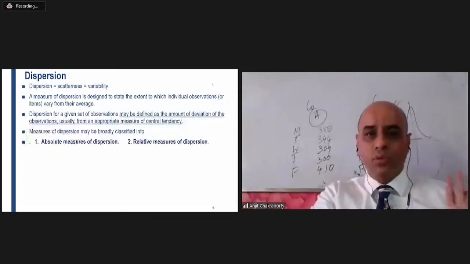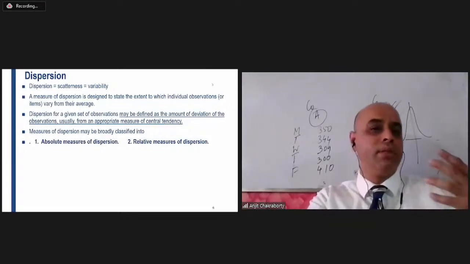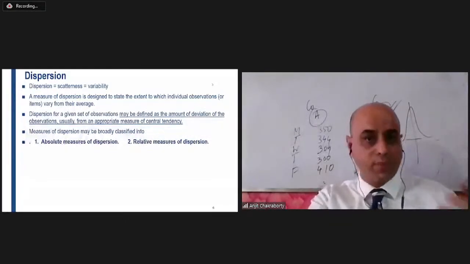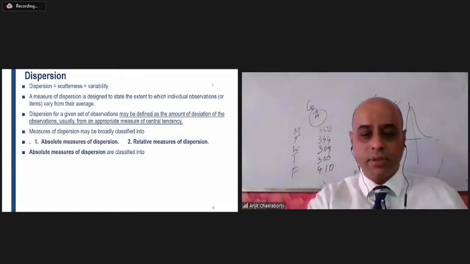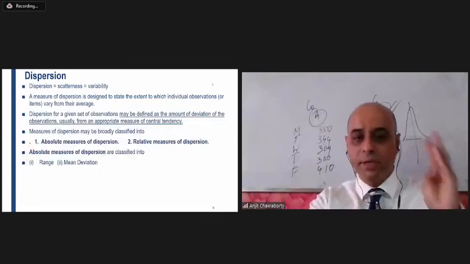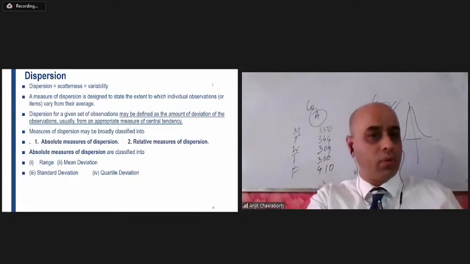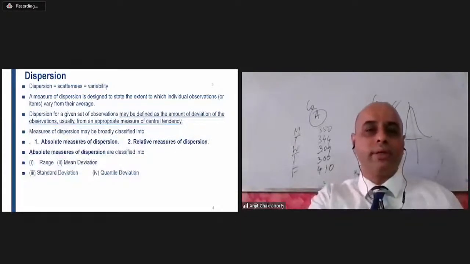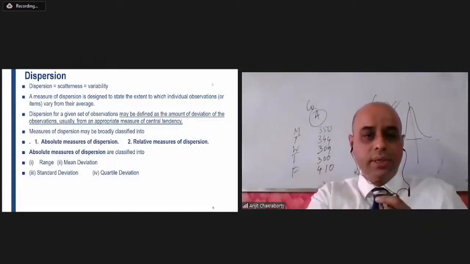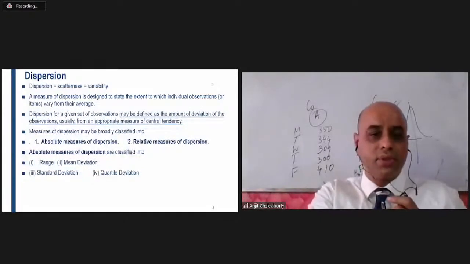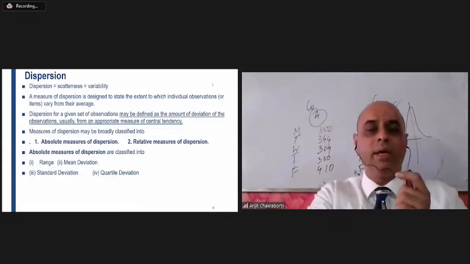Look at the types. There are two types: an absolute measure of dispersion and a relative measure. Relative measure means we have to use percentage. So two methods, absolute and relative. Absolute measure is classified into range and mean deviation, both of which we are completing today, and the third is standard deviation and the fourth is quartile deviation. Standard deviation is written as SD in short, and quartile deviation is written as QD in short. So SD and QD, that is standard deviation and quartile deviation, we shall be covering in the next session as per the session plan given by our institute.